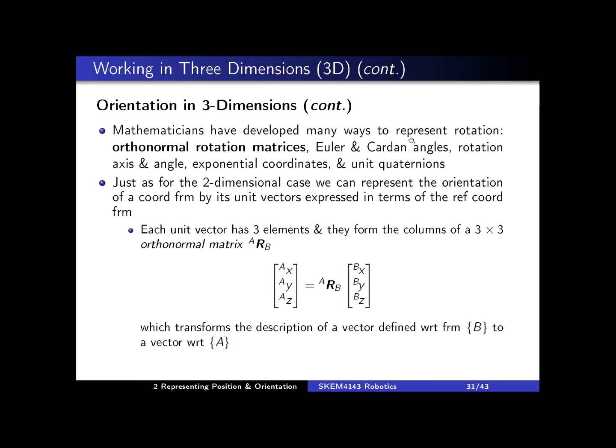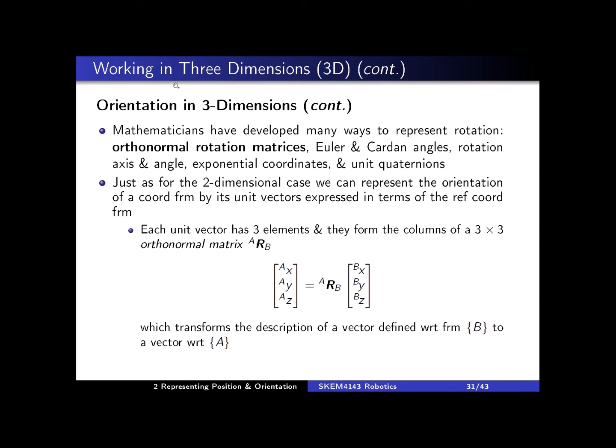Mathematicians have developed many ways to represent rotation. You can use orthonormal rotation matrices, which we will cover in our course, Euler and Cardan angles, rotation axis and angle, exponential coordinates, and unit quaternions. Just as for the two-dimensional case, we can represent the orientation of a coordinate frame by its unit vectors expressed in terms of the reference coordinate frame. Each unit vector has 3 elements, and they form the columns of a 3 by 3 orthonormal matrix RBA.